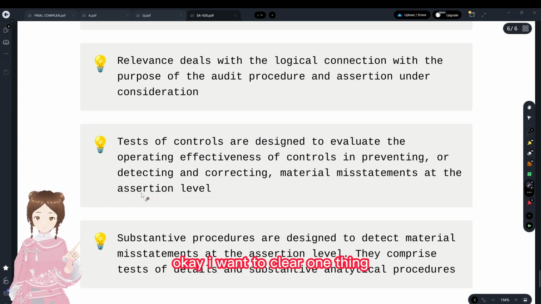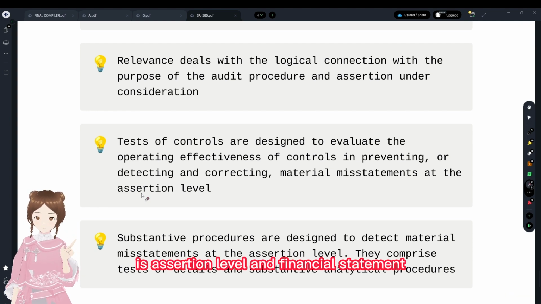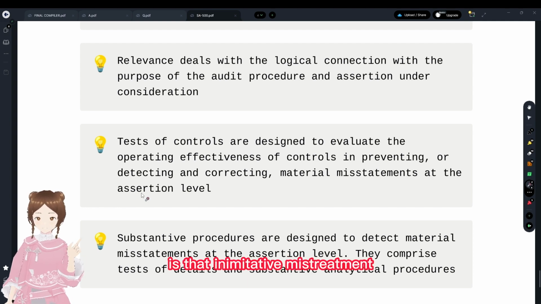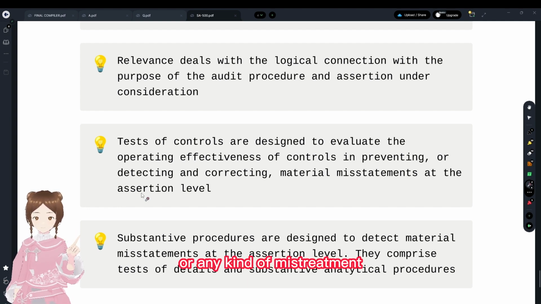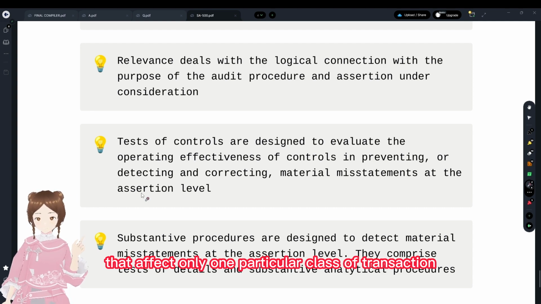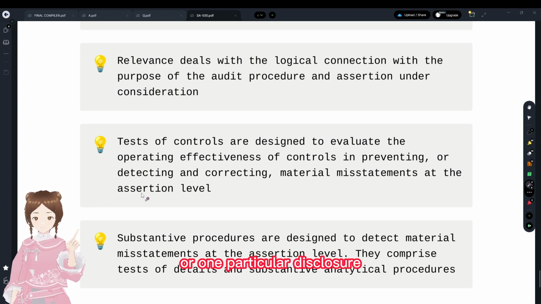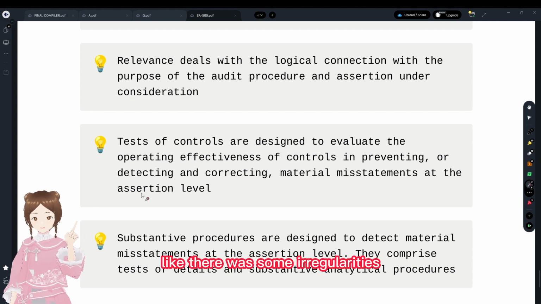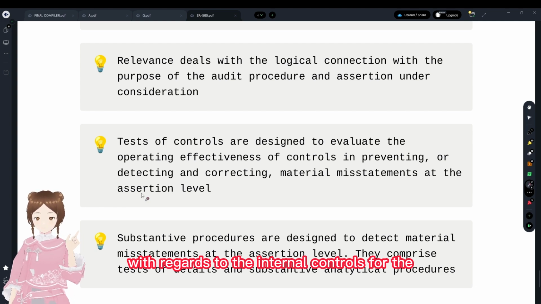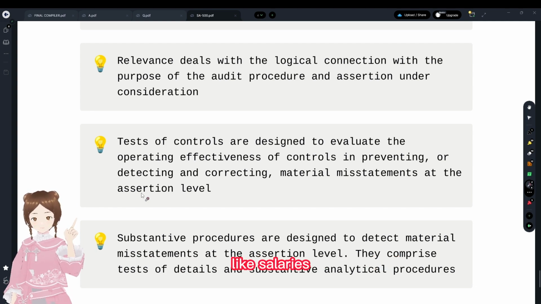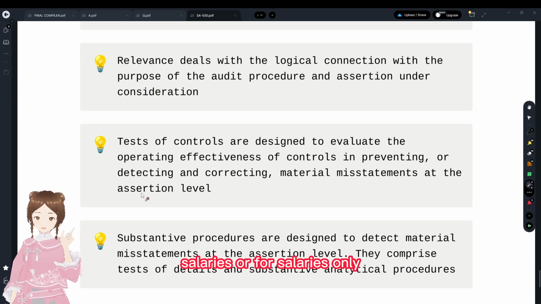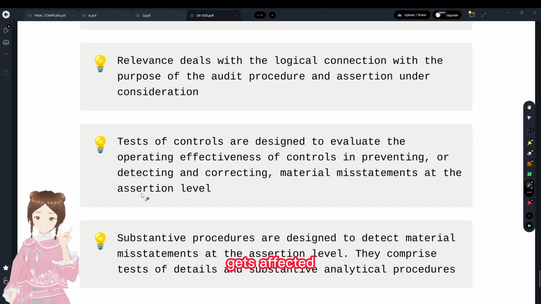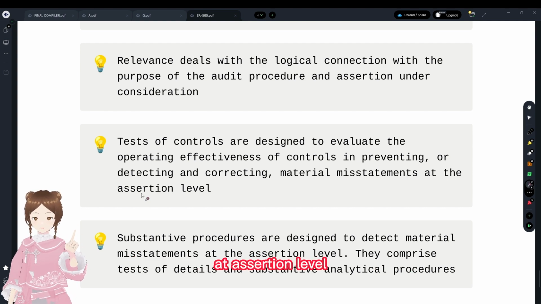Assertion level, okay. I want to clear one thing: assertion level and financial statement level are two different things. Assertion level is where any material misstatement or any kind of misstatement affects only one particular class of transaction, one particular disclosure, or one particular account balance. Like if there were some irregularities with regard to the internal controls for salaries, only the salaries and employee benefits column gets affected. That's misstatement at assertion level.